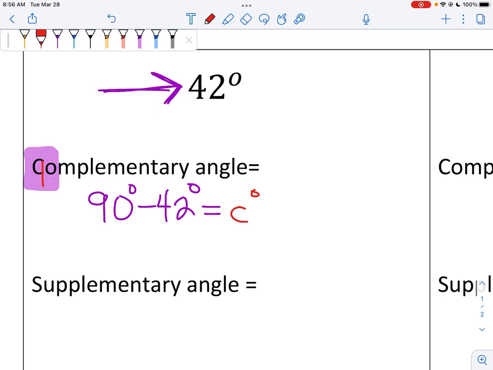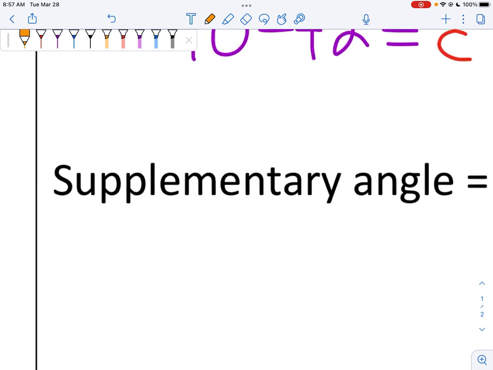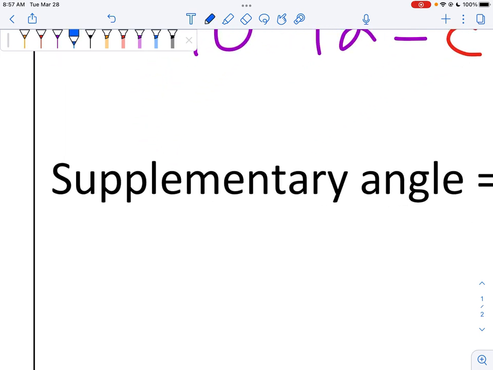Right? So I'm going to put that in my calculator. 90 minus 42 gets me 48 degrees. That means this one is 48 degrees. Then we see supplementary, and this one's a little bit trickier to see. In the S, I'm going to connect that, and then I have to remember that there's a 1 and a 0, right? So that's 180 degrees. Supplementary makes 180 degrees, right?